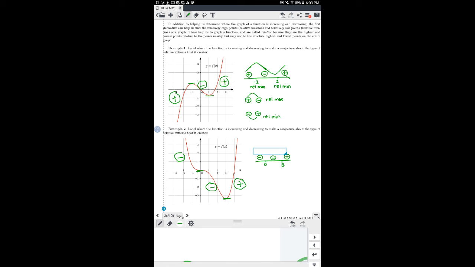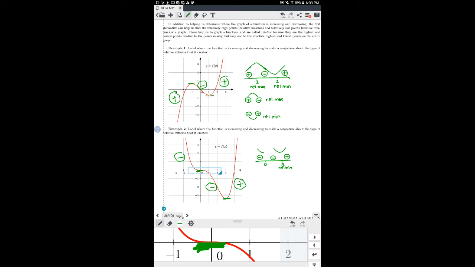So we go from a negative to a negative. But then we switch from a negative to a positive. So that negative to a positive should look like a relative min. And it does. That goes with our conjecture above here. Negative to positive, that point is definitely lower than all the points local to it or relative to it.